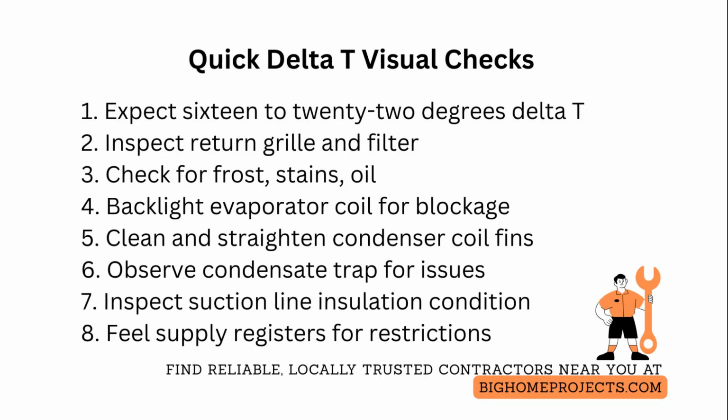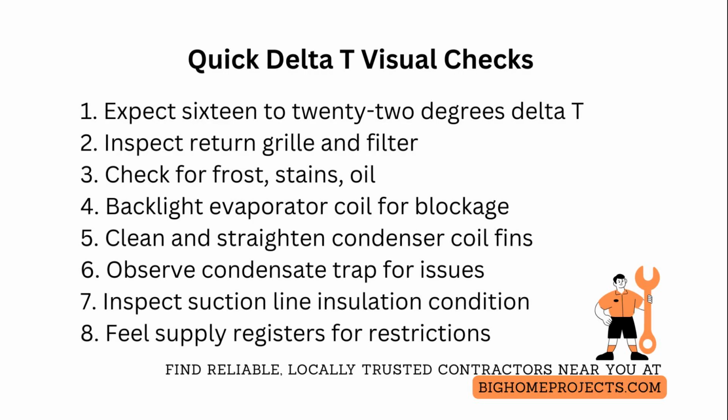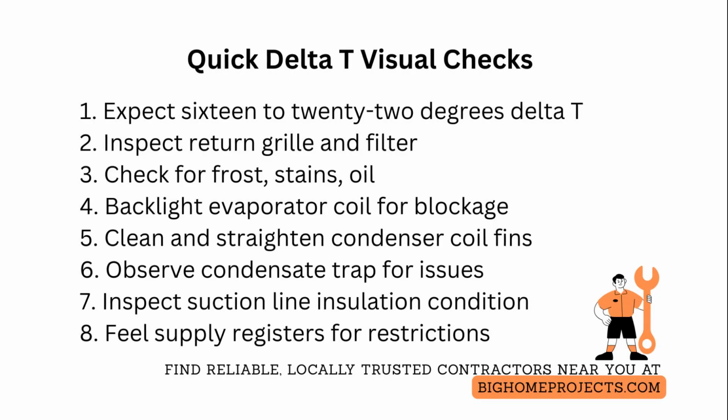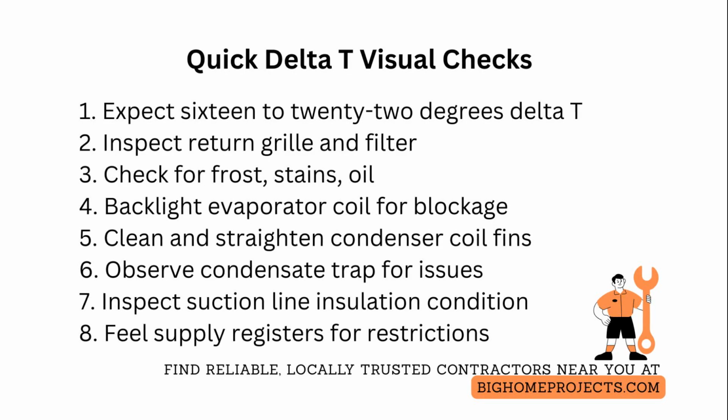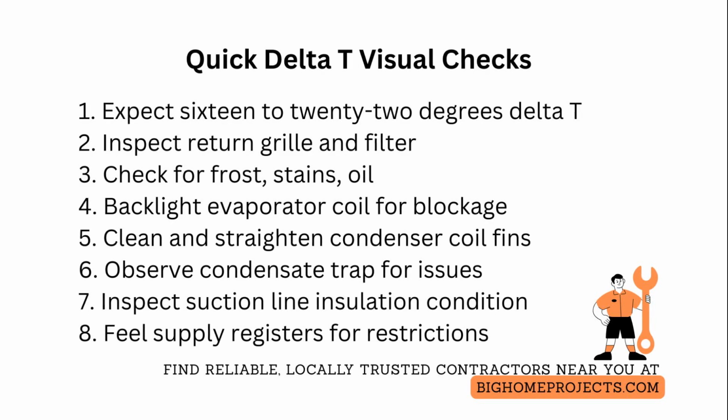Watch the condensate trap while running cooling. A weak or gurgling drain can signal a double trap or blocked vent, raising coil pan water and reducing heat transfer. With the system running, observe the suction line insulation. If it is missing, waterlogged, or sun-cracked, expect heat gain that skews Delta T readings at the air handler.